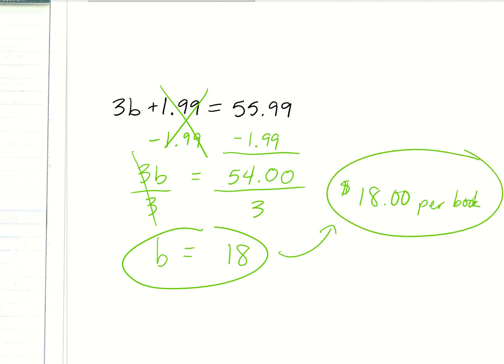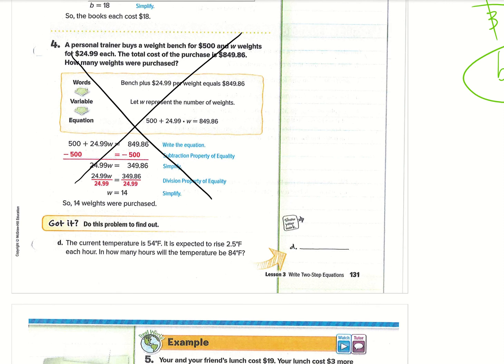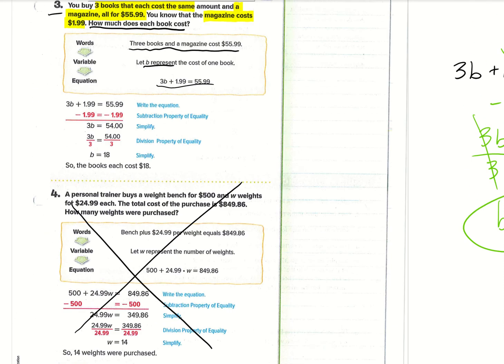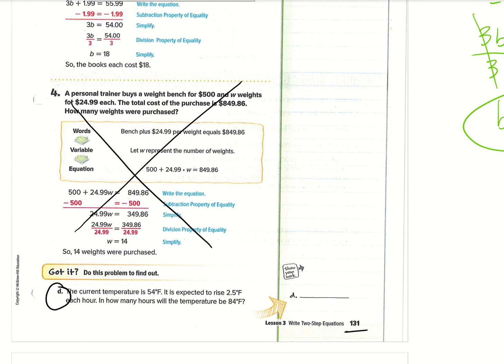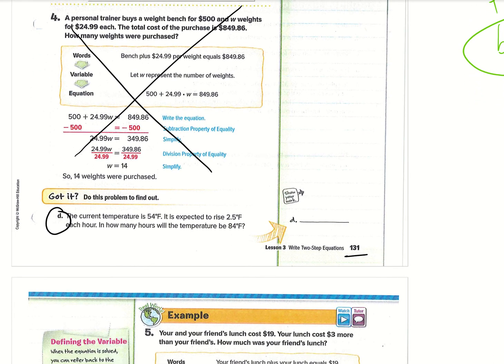All right. Okay, so once you've got that one done, I want you to go ahead and solve for d on the Got It on page 131. All right, so that's below problem 3. We're not going to look at problem 4. I just want you to go ahead and try to look at that problem on your own. All right, so I think that is it.